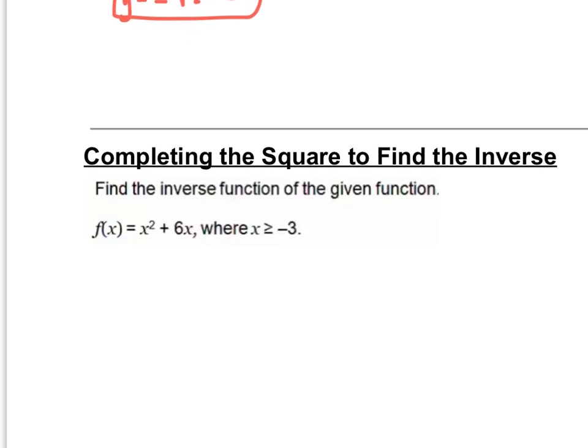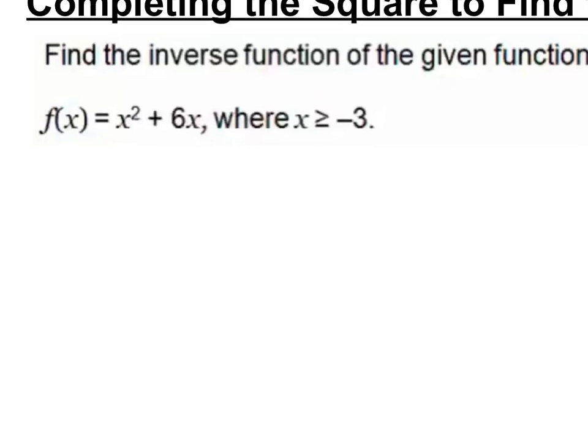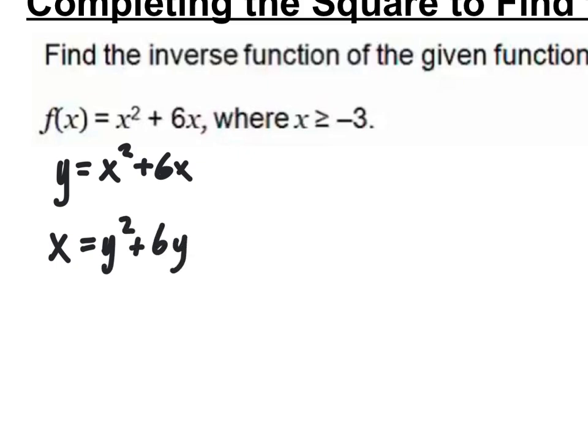And what we want to do is complete the square to find the inverse. So find the inverse function of the given function. What I'd want to do here is first replace x with y. So I'm going to rewrite this first as y equals x squared plus 6x, and then replace it and say x is equal to y squared plus 6y. It's kind of hard to solve this for y.